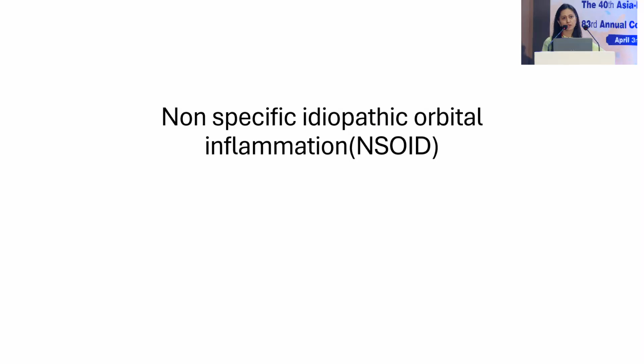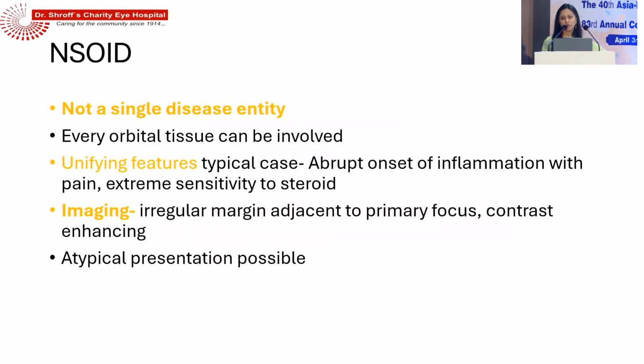We can't just diagnose or label the patient as NSOI on the first visit based on the signs of inflammation, unless we work up the patient to rule out the other specific causes. So NSOI is the biggest chunk, so I'll be focusing more on that. That's not a single disease entity. It could involve every orbital tissue, but the unifying feature in a typical case is the abrupt onset of inflammation with a lot of pain and extreme sensitivity to steroid. They respond to steroid. Imaging is usually very non-specific, showing irregular margins of whichever tissue is affected, with a lot of signs of edema within the orbit.